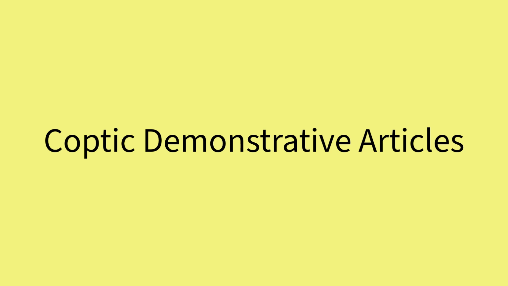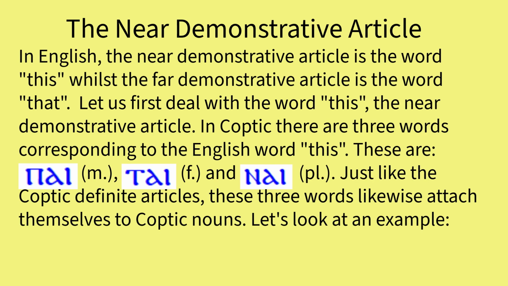Welcome to this video, the purpose of which is to discuss the Coptic demonstrative articles, which are the equivalent, of course, of the English words this and that. In this particular case, however, Coptic happens to have more demonstrative articles than English, but I'll explain that in just a moment. So let's first of all start with the near demonstrative article. In English, the near demonstrative article is the word this, whilst the far demonstrative article is the word that. So let us first deal with the word this, which is the near demonstrative article.